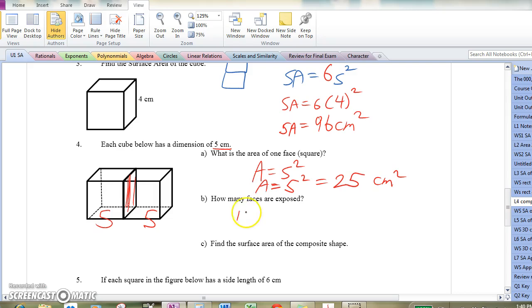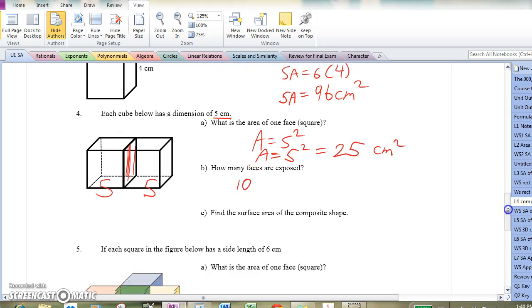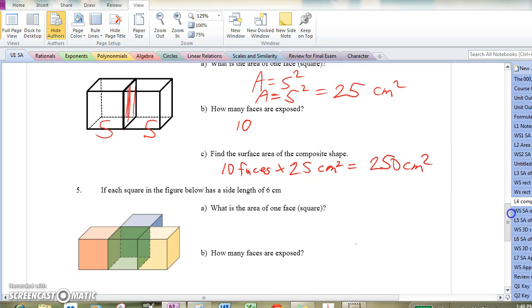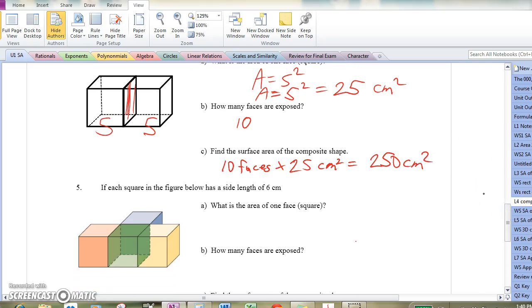Go cube by cube. Okay, cube by cube, figuring out how many are exposed. So what would then be the surface area of the whole shape? 10 faces times the area of 1 being 25, and there's the surface area of the composite. Okay. Good. So now I want you to try the next one. Find the surface area of 1, see how many are exposed, cube by cube, and then the surface area of the whole object.